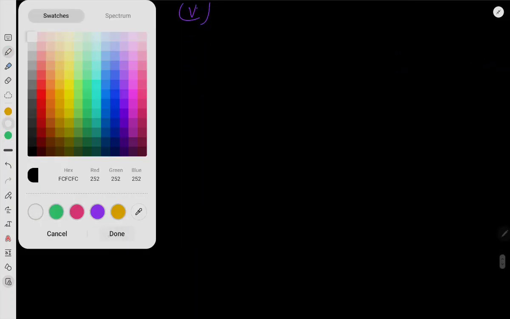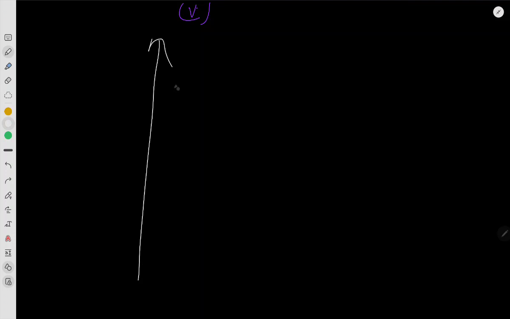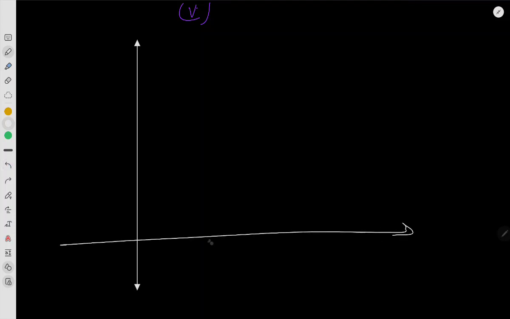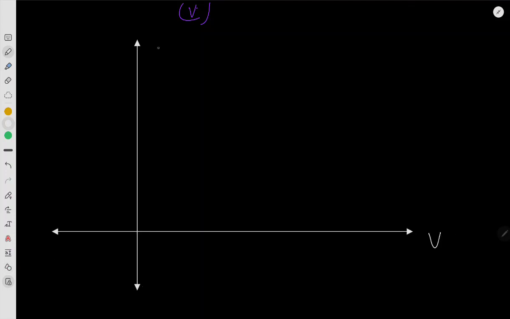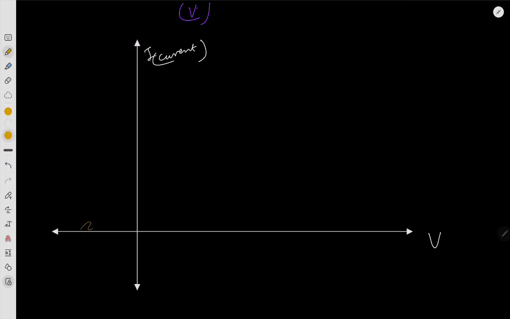So let us quickly draw a graph of stopping potential. A graph of stopping potential versus V, that is the potential, and here is I, the current. And now how would the graph look like? It would look something like this.